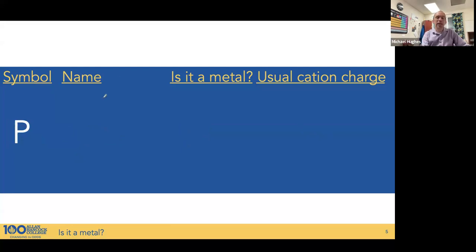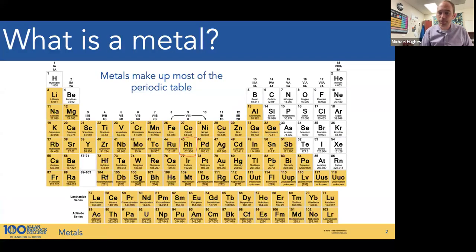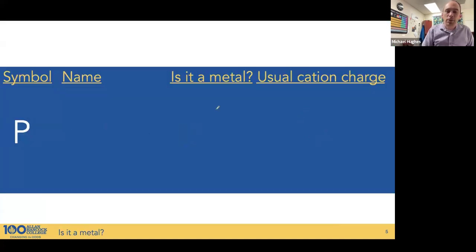P, element P, so we look on the periodic table, we'll find it up in the top right corner. Now I'm in yellow, so you can't see. But phosphorus is here. And it is a nonmetal. So phosphorus is not a metal, no. So it does not form a cation.